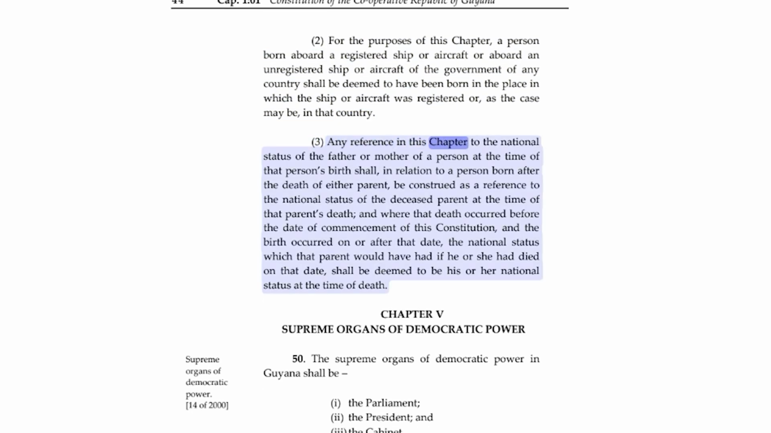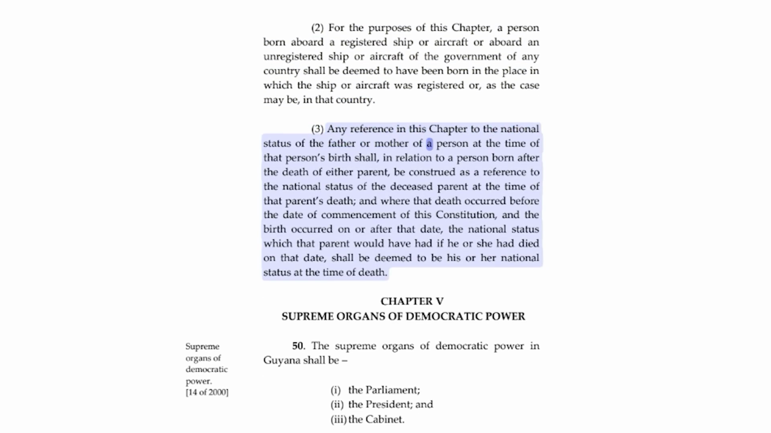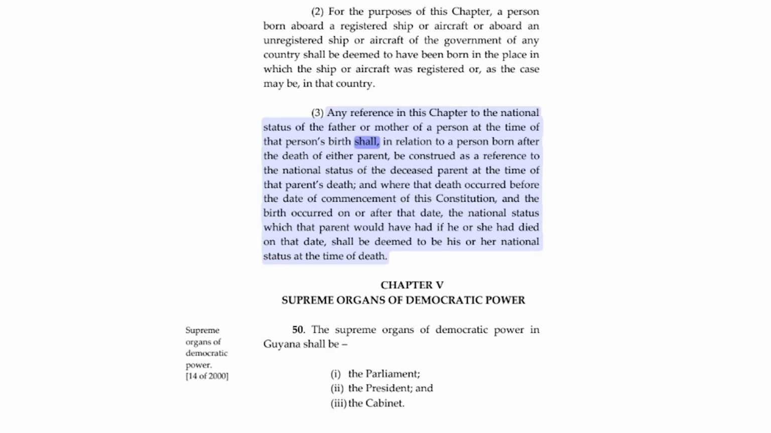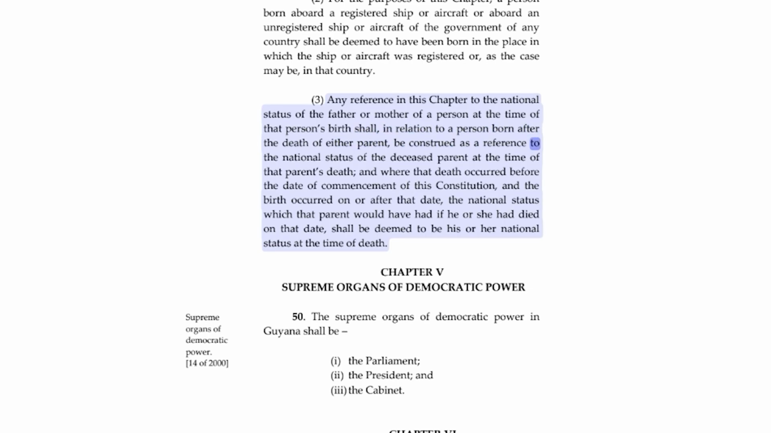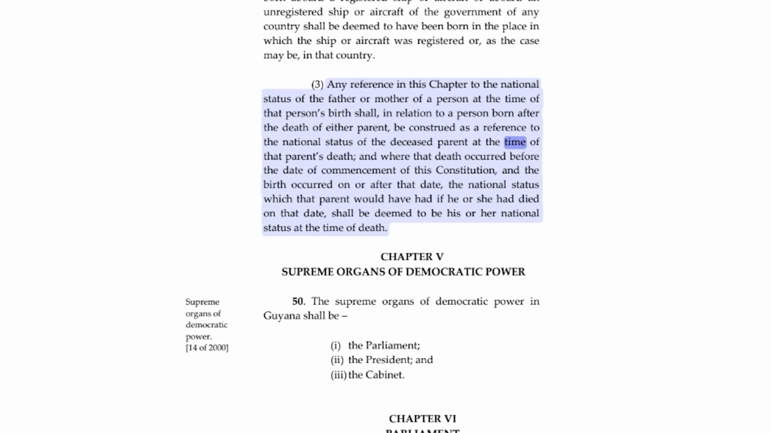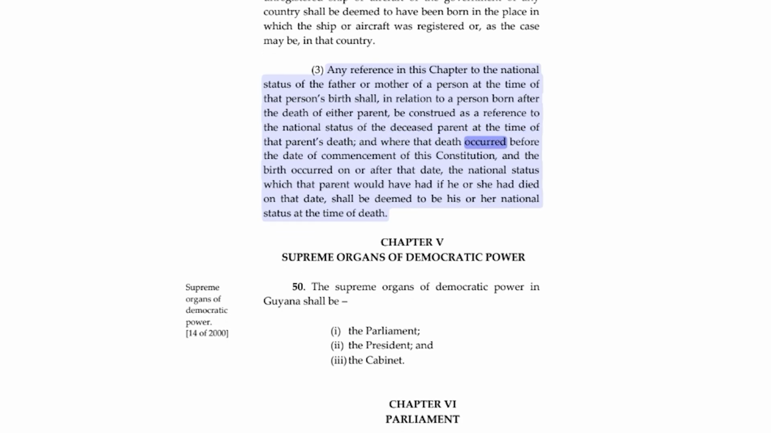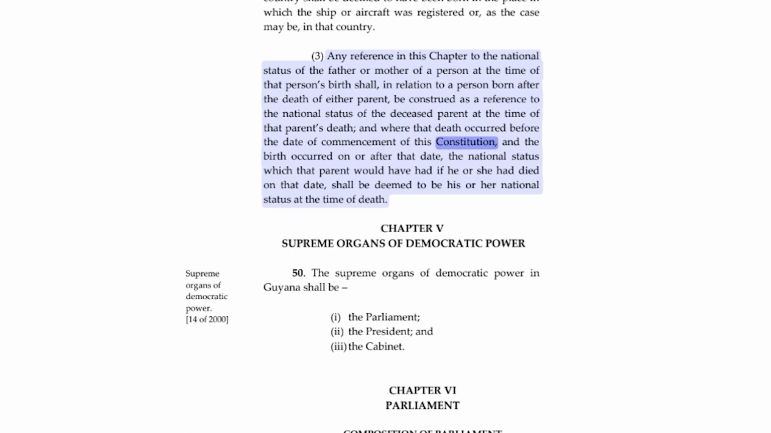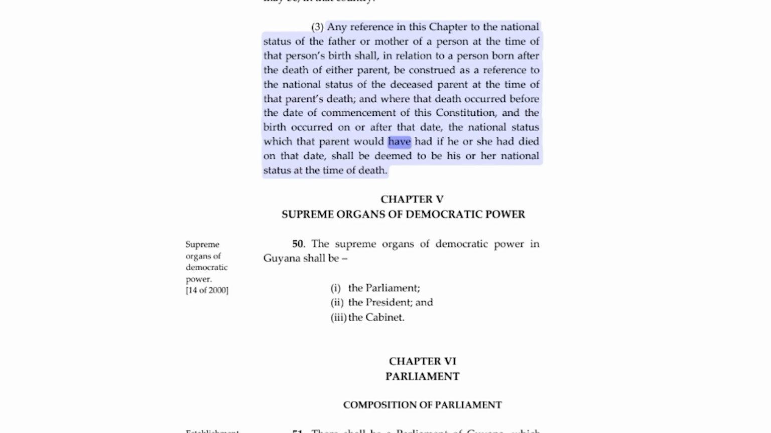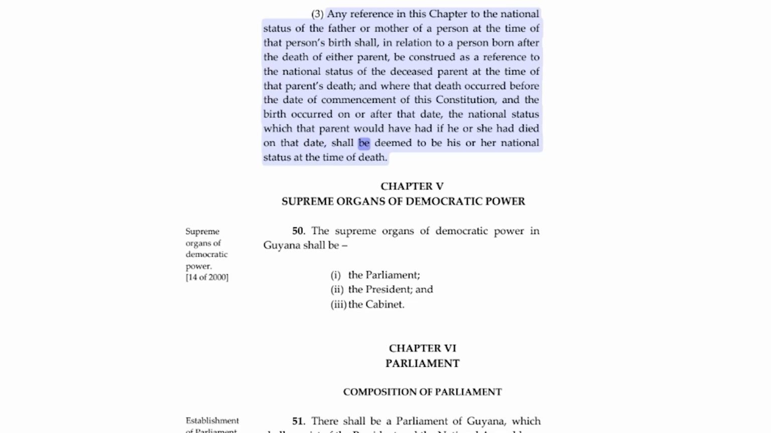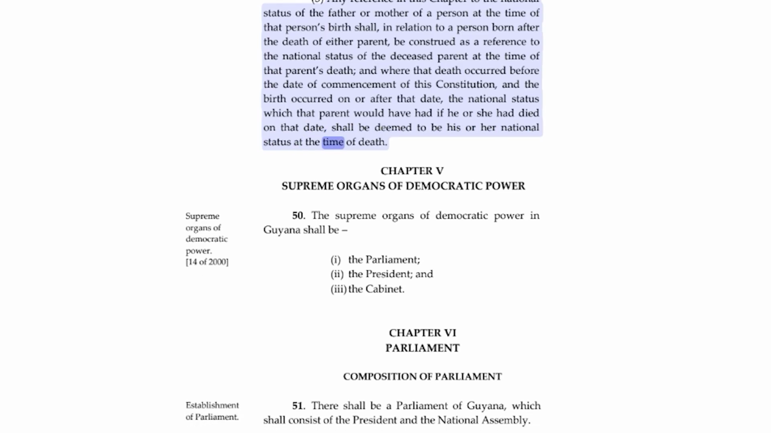Any reference in this chapter to the national status of the father or mother of a person at the time of that person's birth shall, in relation to a person born after the death of either parent, be construed as a reference to the national status of the deceased parent at the time of that parent's death. Where that death occurred before the date of commencement of this Constitution, and the birth occurred on or after that date, the national status which that parent would have had if he or she had died on that date shall be deemed to be his or her national status at the time of death.